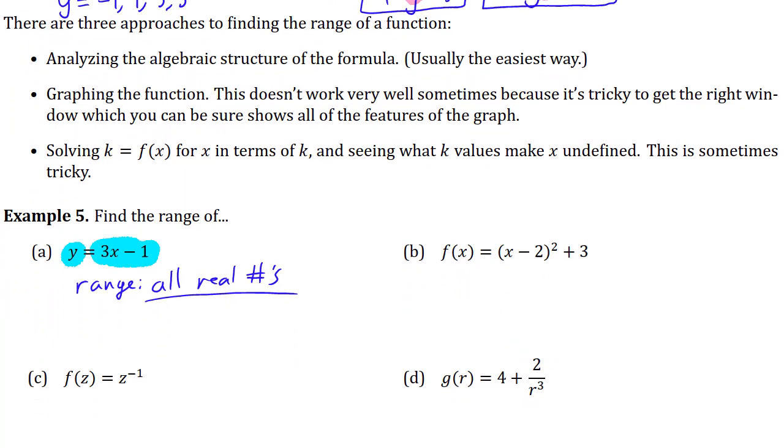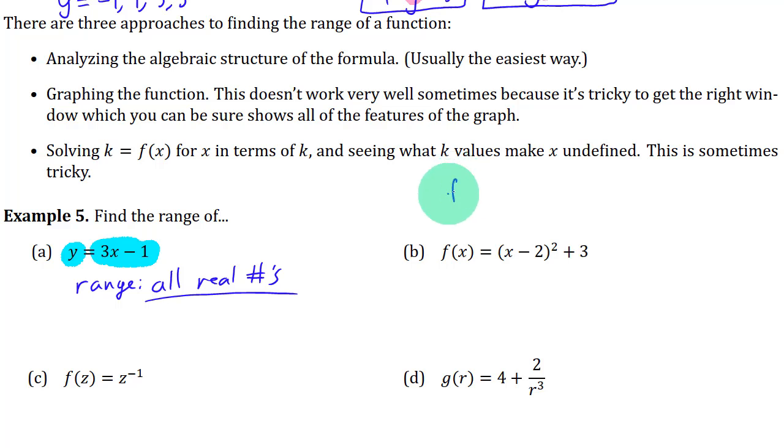Let's look at this one. f of x equals (x minus 2) squared plus 3. Let's think about this. This is a quadratic function. Sorry, it's not the quadratic formula, negative b plus or minus the square root of yada yada; this is a quadratic function, and it's in vertex form. So what is the vertex?